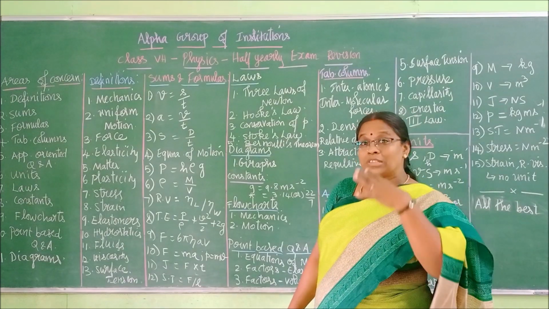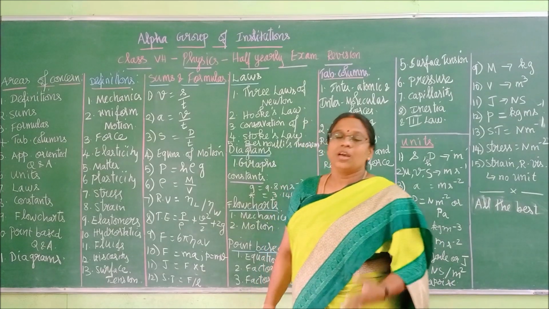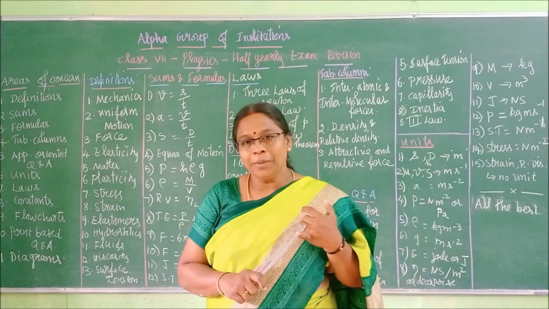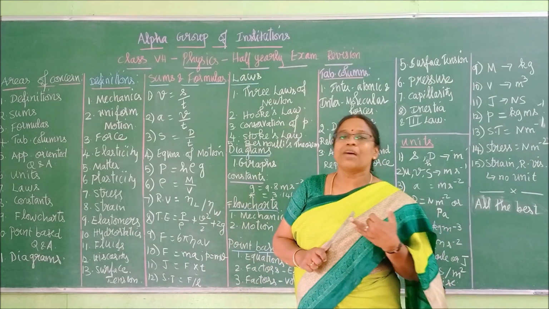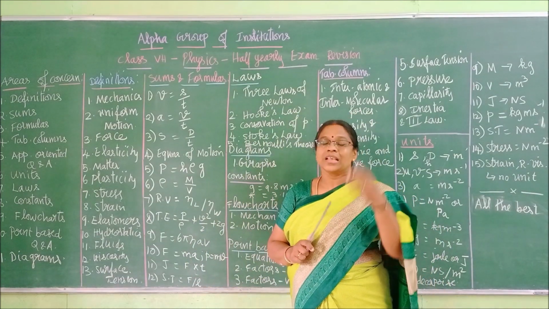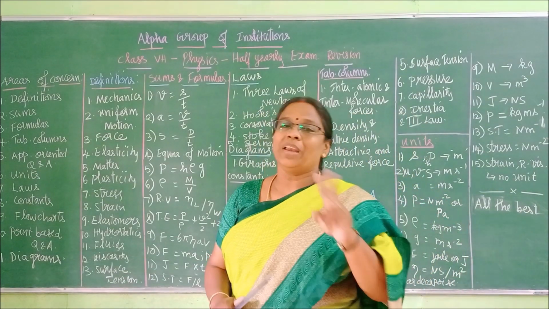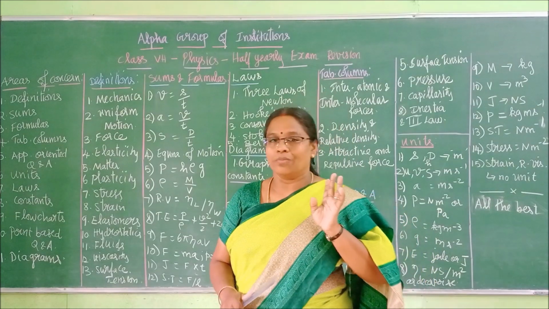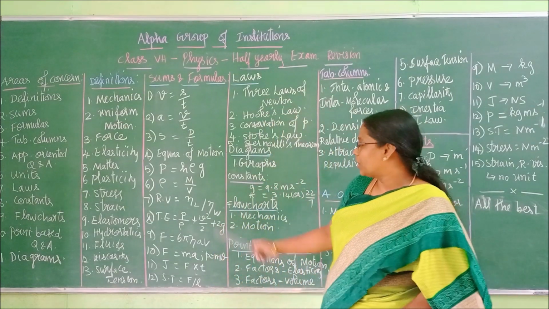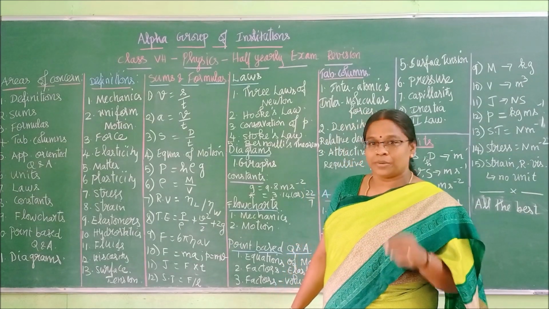We have 4 sets, right? In that, all the 4 sets you need to practice. V is equal to u plus at, S is equal to ut plus half at square, V square is equal to u square plus 2as. Like this, you have 4 sets. Any one set or minimum 2 sets you need to get thorough. Okay? With signs, right? Signs means what? Plus or minus, SIGN. Okay?